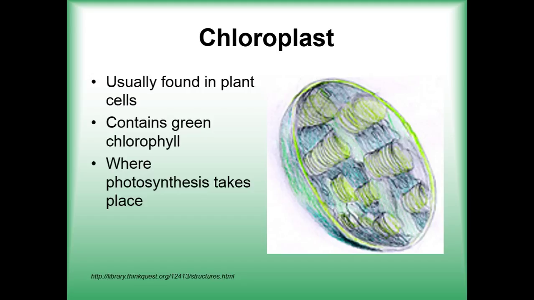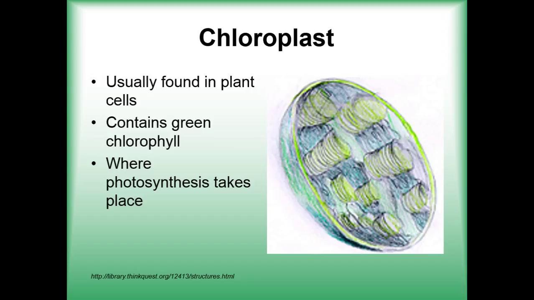Chloroplasts are usually found in plant cells. They contain the green pigment chlorophyll that's able to trap sunlight, and this is where photosynthesis takes place, where they are able to take in carbon dioxide and water and convert that to glucose and give off the gas oxygen. Okay, that's it.